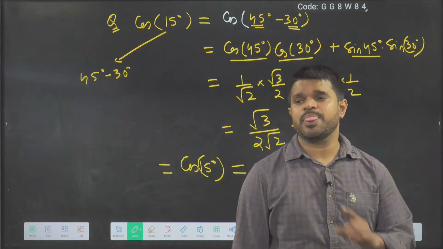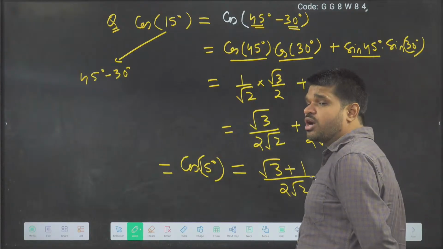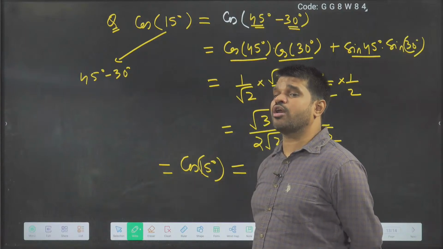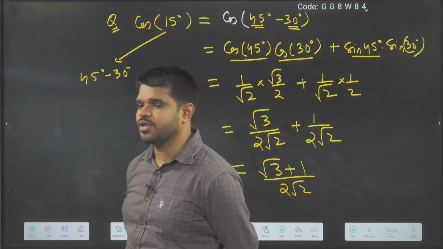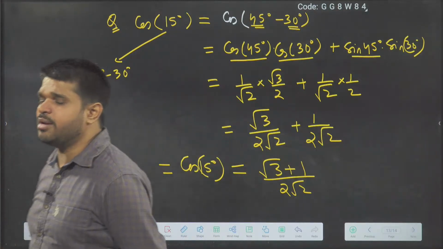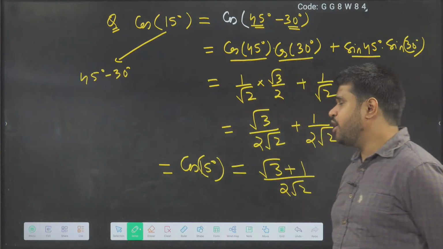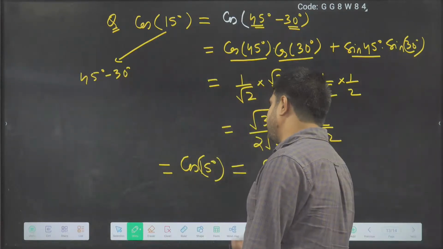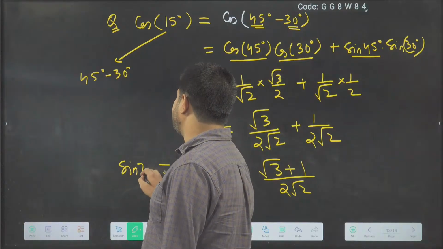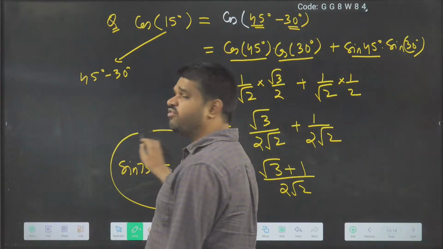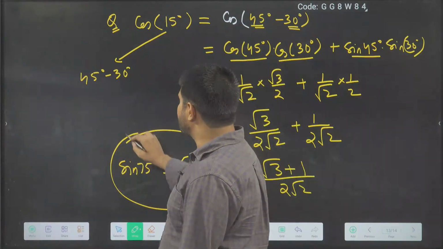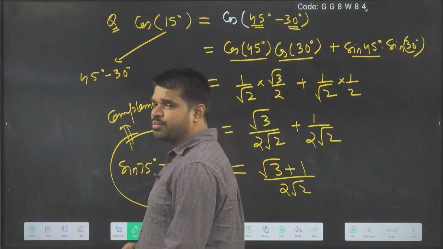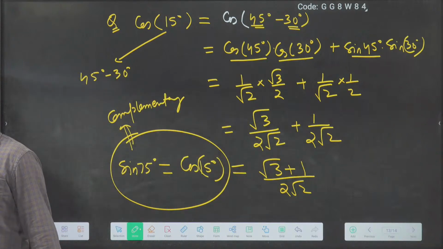Again you have to tell me, by complementary ratio concept, the value of cos 15 will be the same for what angle in sine? 75. Yes, so you can also write it as sine 75 degree. So sine 75 and cos 15 are both equal using the complementary concept. Okay, so you can write it.